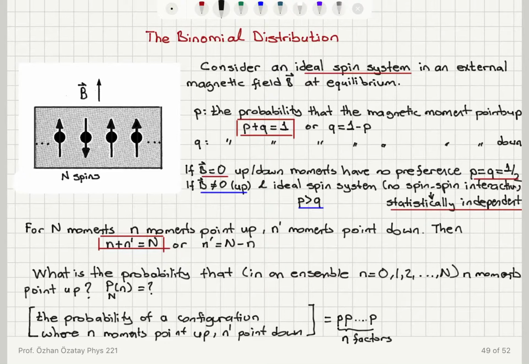And that implies that n prime of them should be down. The probability of being down is q, q, q, n prime factors. So I have counted all the possible, I have gone through all the moments and basically applied the probability of being up or down. And since they are statistically independent, this should be p to the n, q to the n prime. So that's what it seems.